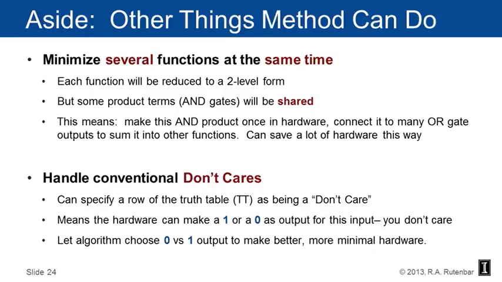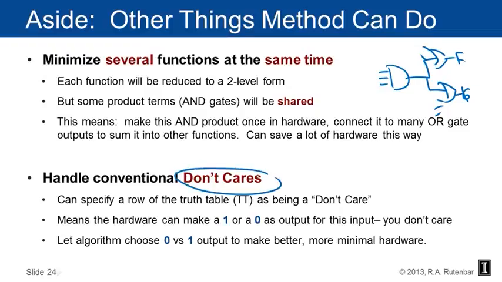You can minimize several functions at the same time. Each function will be reduced to a two-level form, but some of the product terms will be shared. So you can, for example, have an AND gate that's a product term that fans out and is then used in multiple other functions that are all made from a single OR gate. So this means you make the AND product once in hardware, connect it to many OR gate outputs, and you can save some hardware.